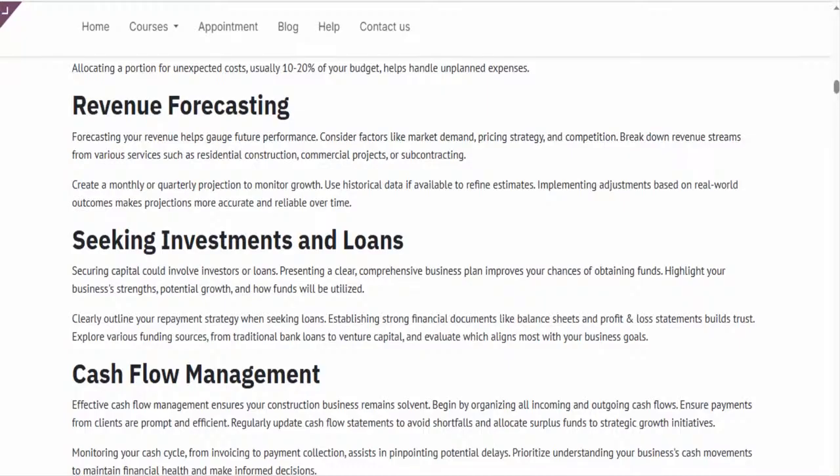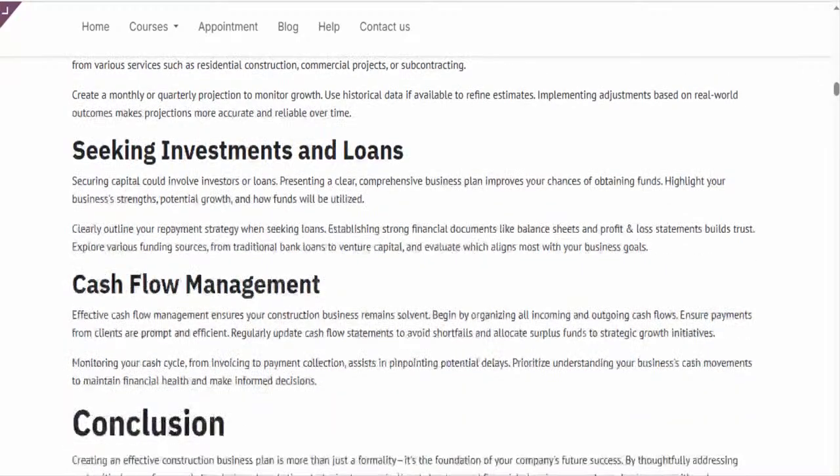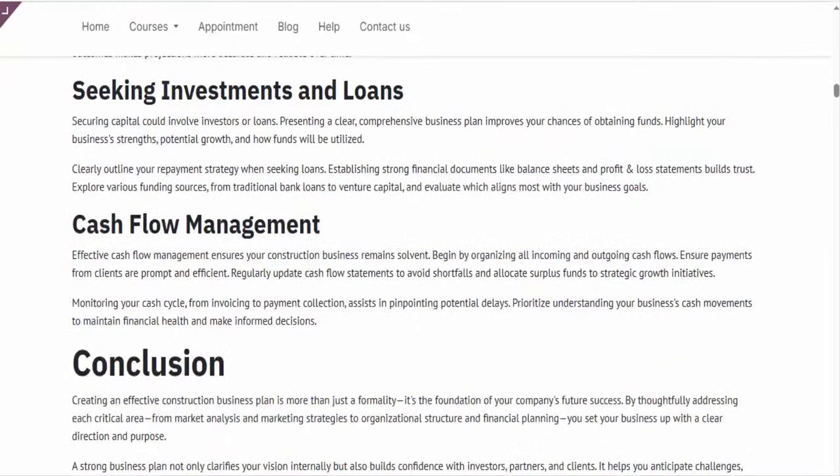Use historical data if available to refine estimates. Implementing adjustments based on real-world outcomes makes projections more accurate and reliable over time. Seeking investments and loans. Securing capital could involve investors or loans. Presenting a clear, comprehensive business plan improves your chances of obtaining funds.